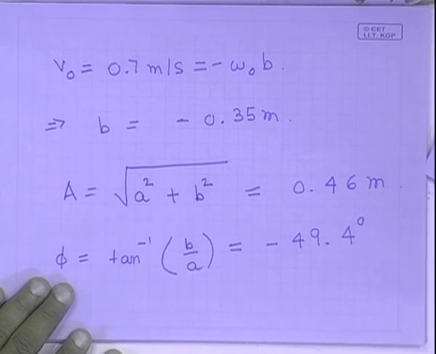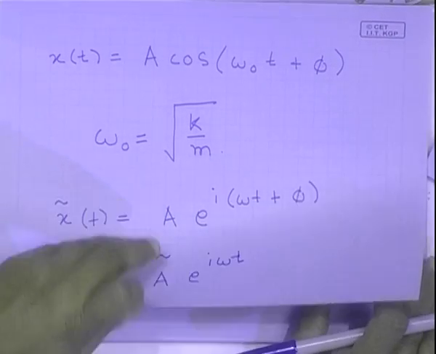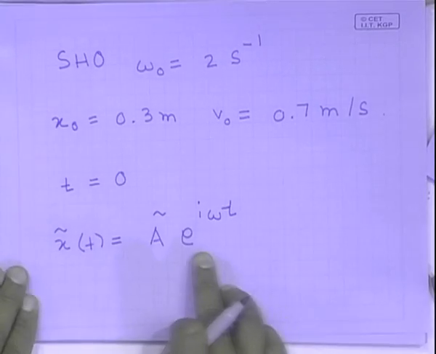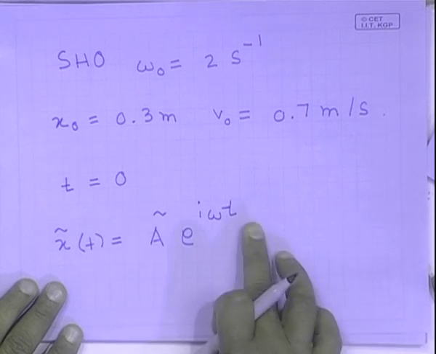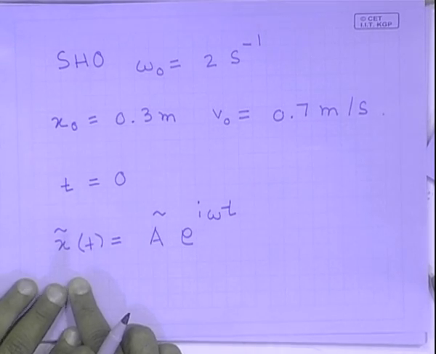So, in this example, we have worked out how you can use the initial conditions to determine the complex amplitude, and this complex amplitude encodes all the information about the initial conditions, and we can now put this back into the solution, and here you have the full information about the future evolution of the simple harmonic oscillator.